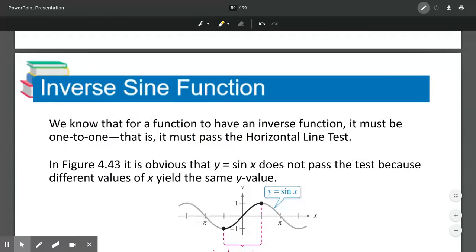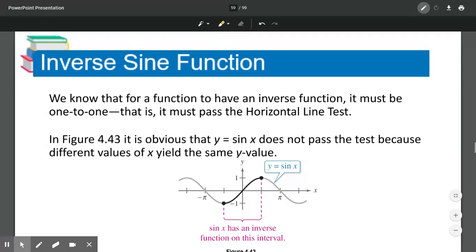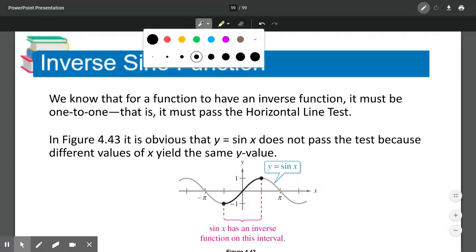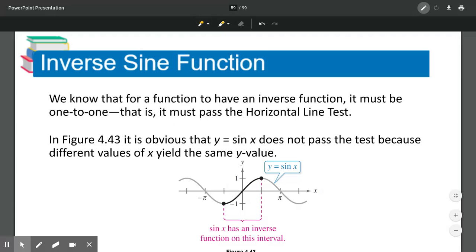So remember, thinking back to inverse functions, that's when we switch the x and the y and then we solve for y. In order for a function to have an inverse, it has to pass the horizontal line test. So when you look at this graph of your sine function, it doesn't pass the horizontal line test, right? If you were to draw a horizontal line through here, it would pass through more than once. So it would fail that horizontal line test.